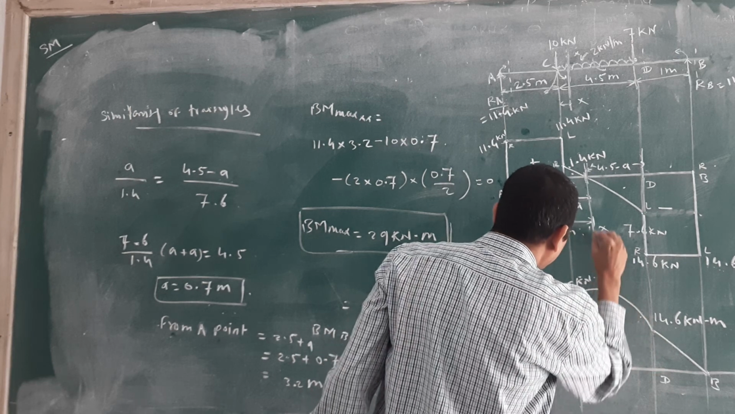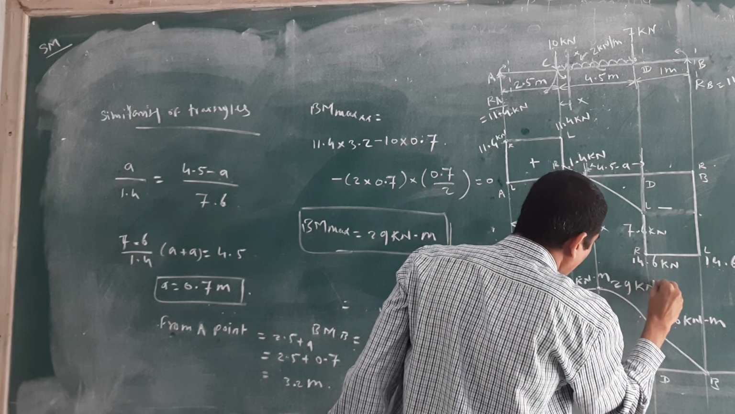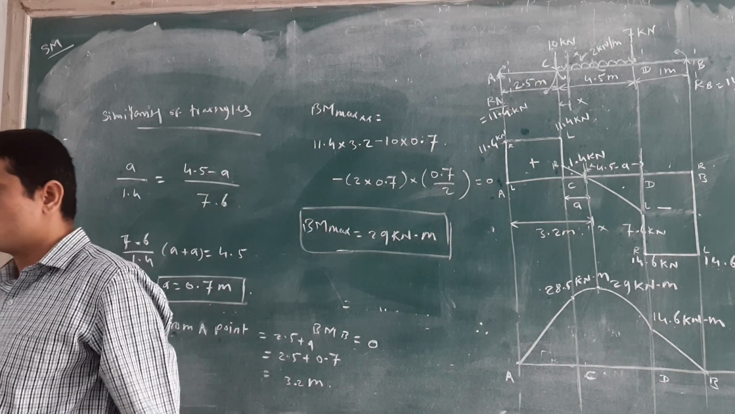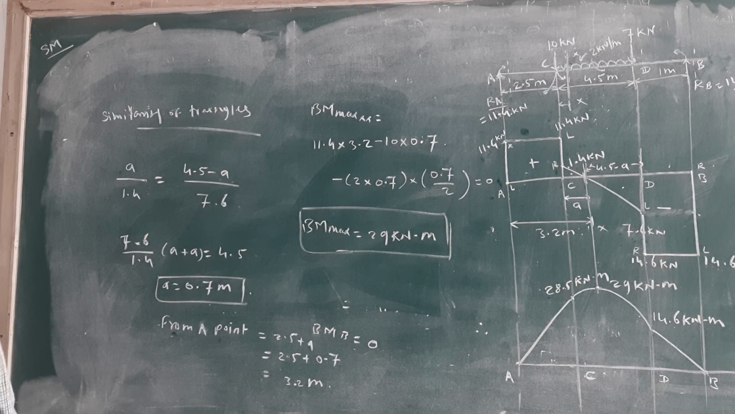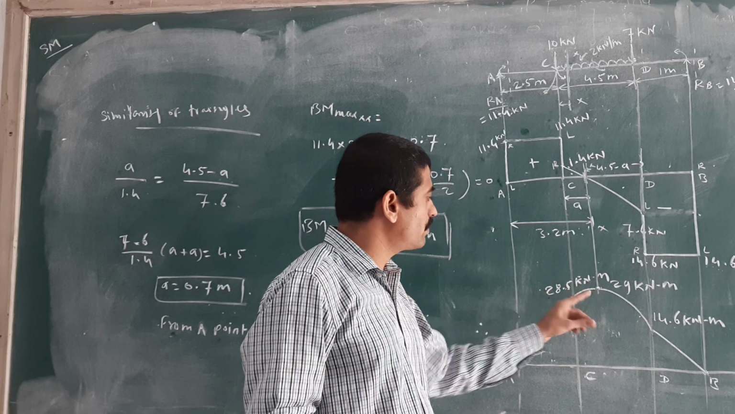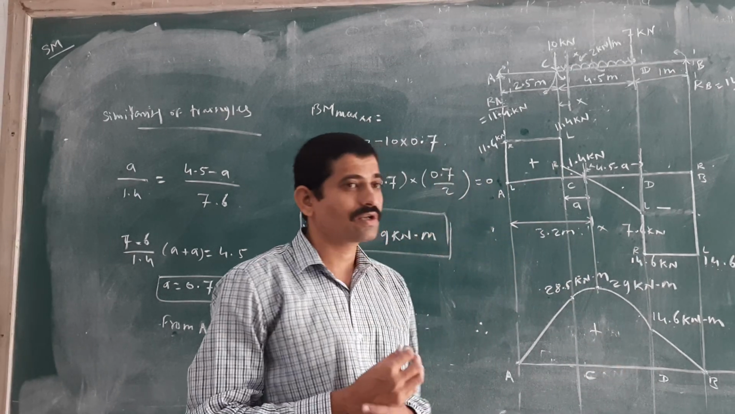Here you will get at this point the 29 kilonewton meter value. Now you are getting how to calculate the maximum bending moment, and you get that answer, 29 kilonewton meter. All of you getting how to find out the maximum bending moment. You will get the positive maximum bending moment.